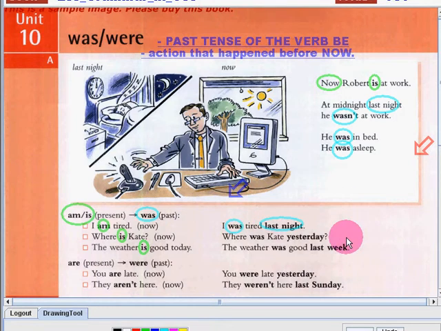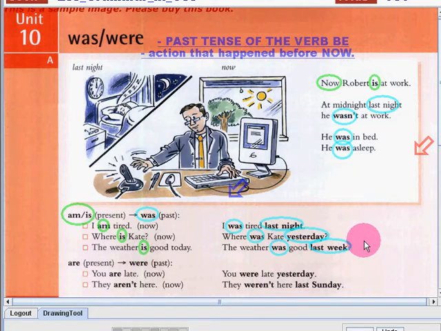Where was Kate yesterday? Again, we use the verb was, and we have the time expression yesterday. So we know that this action happened yesterday. So that's why we use the verb was. Now, let's go on to the next sentence. The weather was good last week. As you can see, we use the verb was because the action happened last week. So thus, it's in the past tense.